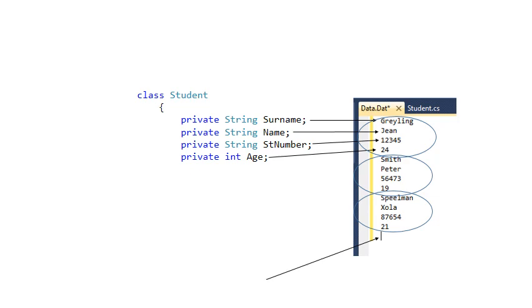When deciding on the data, you obviously keep in mind what data you want to keep for a student. In this case it's surname, then name, then student number and then age. So in this example we've entered the data for 3 students, Krailing, Smith and Spielman. Very important to note that after the last entry, in this case the 21, you press your enter key so that the cursor is below the last entry.